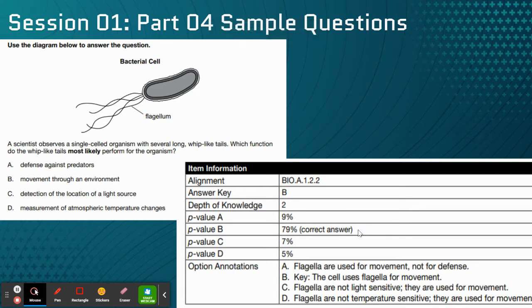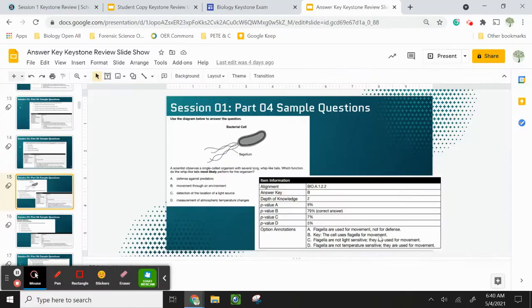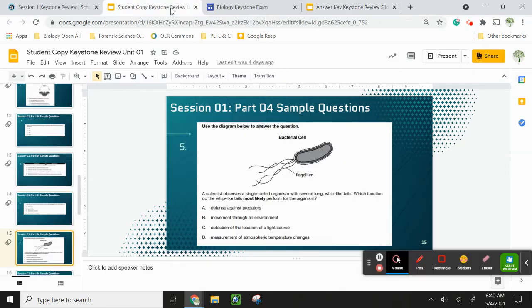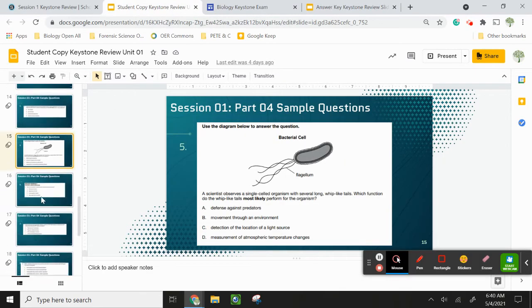Okay, happily, most students did get this correct. It'd be much cooler if this was used for defense. I'd watch that. But the most likely choice here was movement through the environment. So good job. Hopefully you got that one right. All right, number 6.